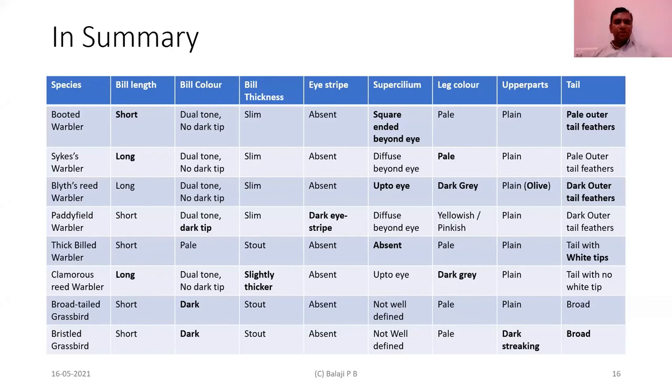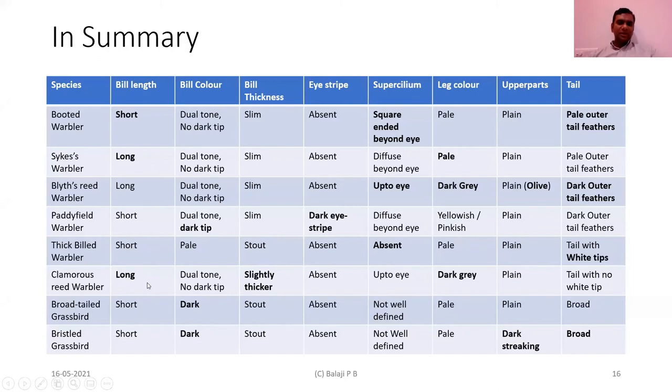So when it comes to the four larger warblers, the thick-billed warbler has a very stout bill, the supercilium is absent, and the tail has white tips. It can be seen in flight, not very often when it is perching.